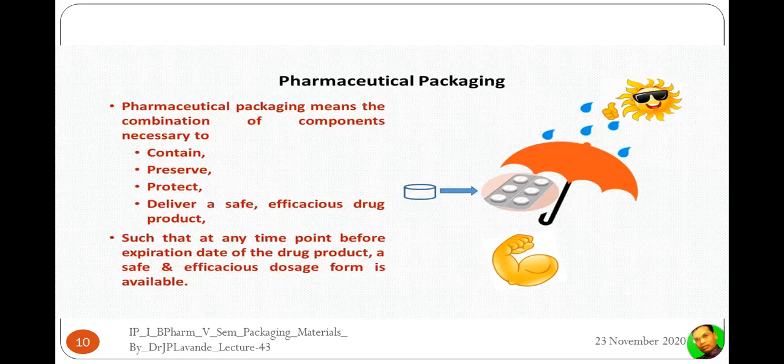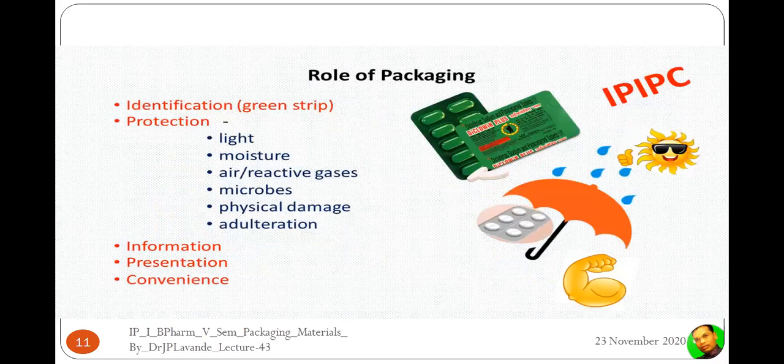What will be the role of the packaging, or how is the packaging important? The packaging has its role in different ways, like identification, protection, information, presentation, and convenience. In order to summarize all these, we can use the abbreviation IPIPC. Note that this abbreviation is just for understanding purposes, and it is not official. It is only to summarize the things.